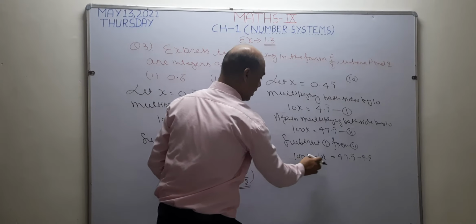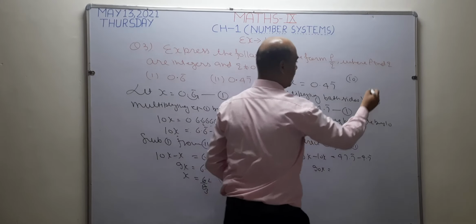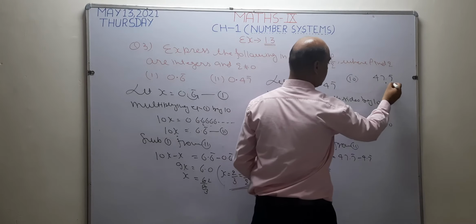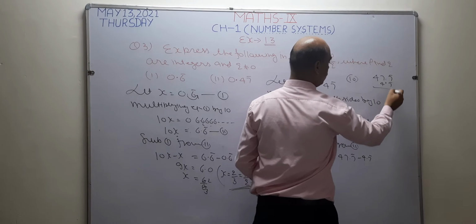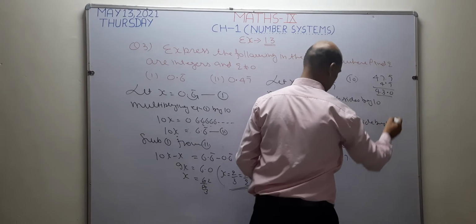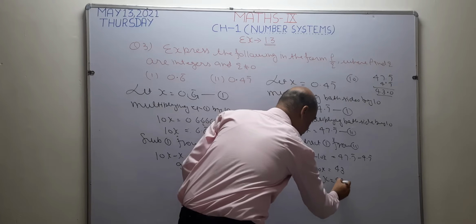Now 100x minus 10x is 90x. I am going to subtract these two numbers. I write here 47.7 bar, and after that 4.7 bar. This 7 bar is going to cancel the 7 bar. 7 minus 4 is 3 and this becomes 43. So the result becomes 43, and the value of x becomes 43 by 90.